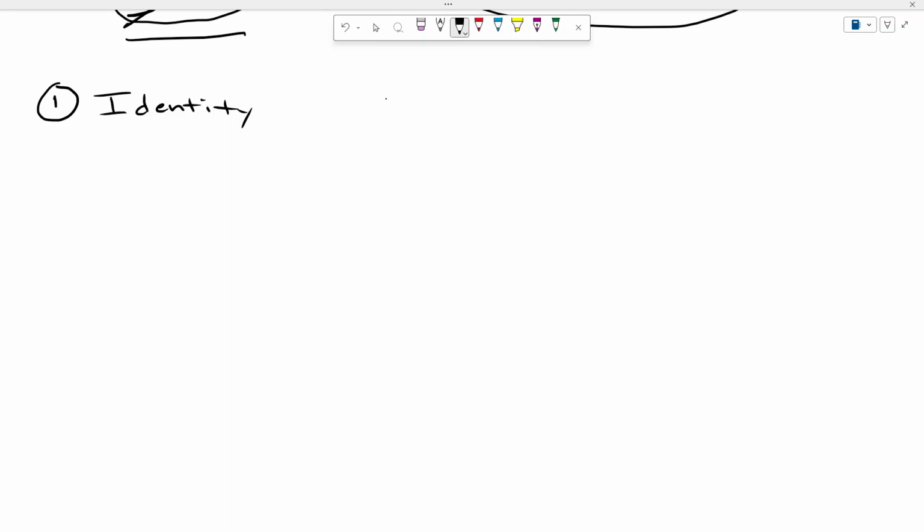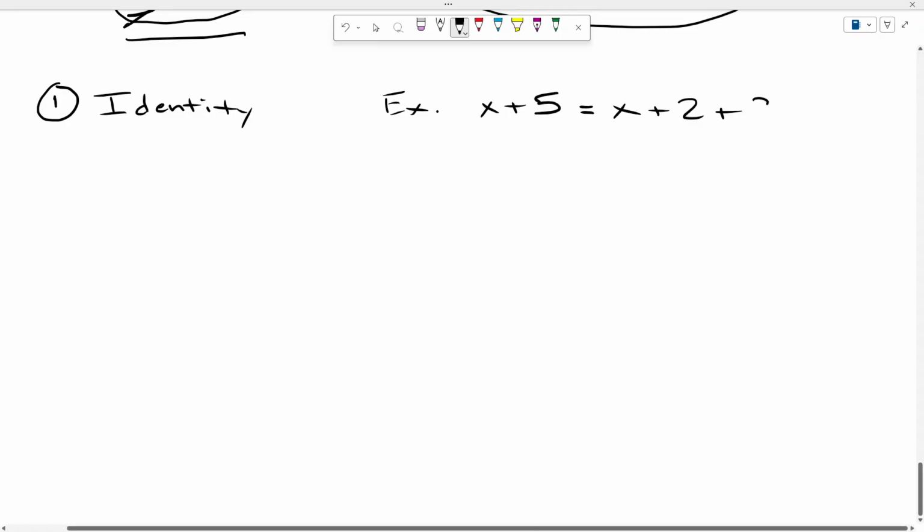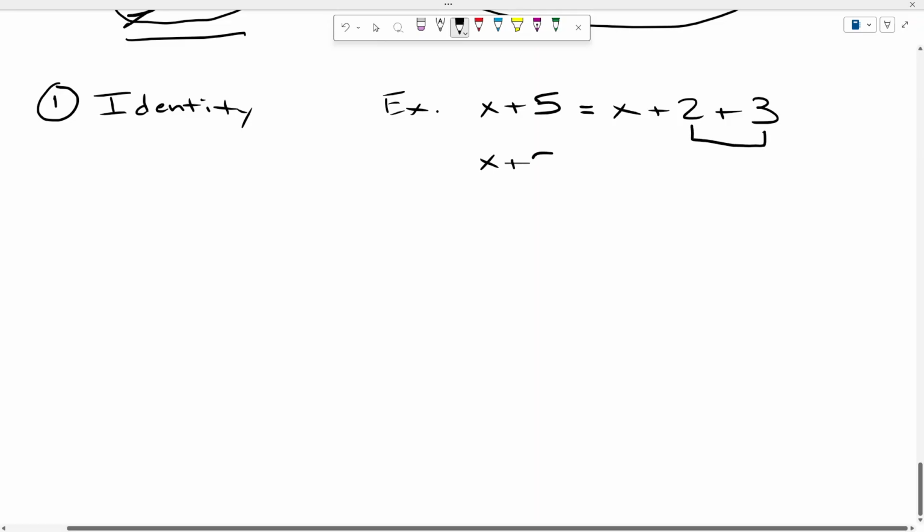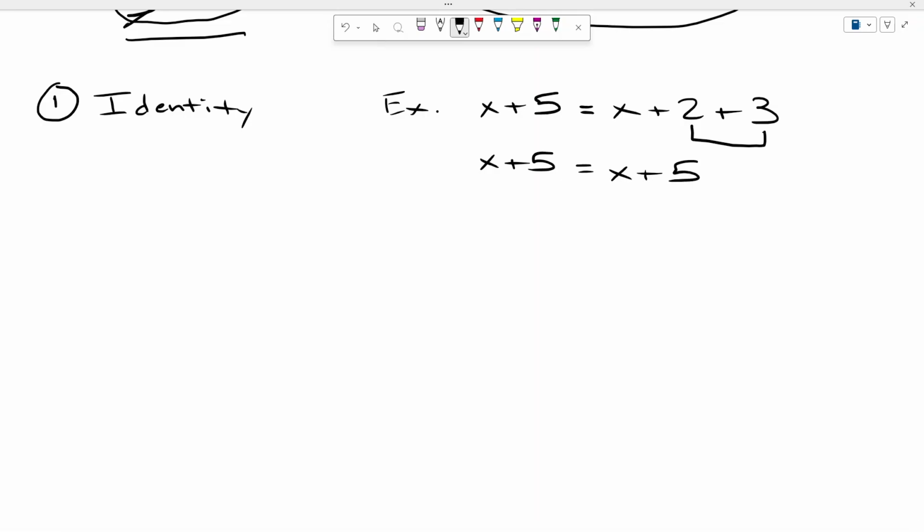So if we had, as an example, let's say you had x plus 5 equal to x plus 2 plus 3. Well, if we combine like terms over here, we end up with x plus 5 equals x plus 5. We end up with the same thing on both sides. So in this case, our solution set includes all real numbers. It doesn't matter what we put in for x, we're going to get the same thing.